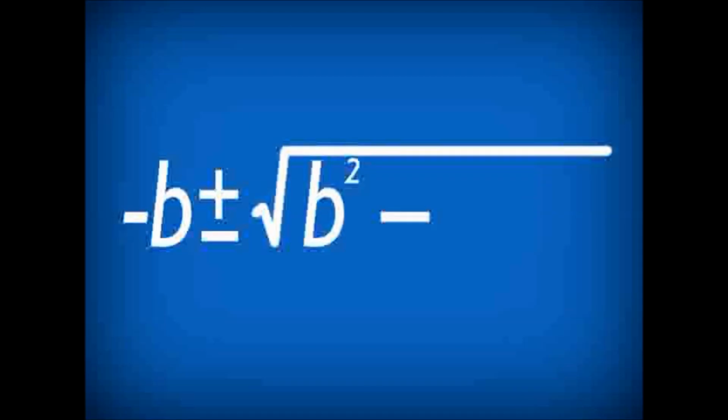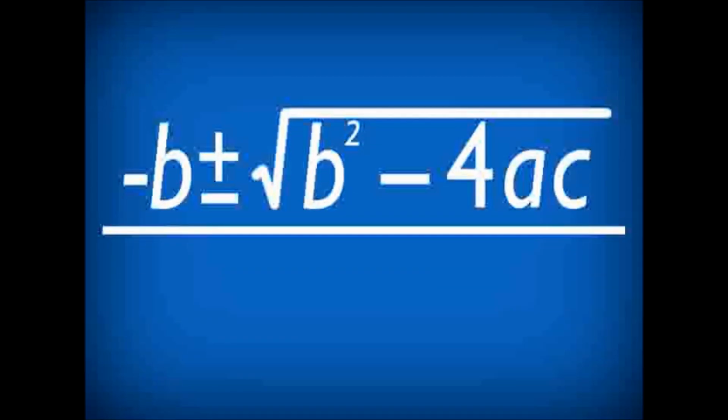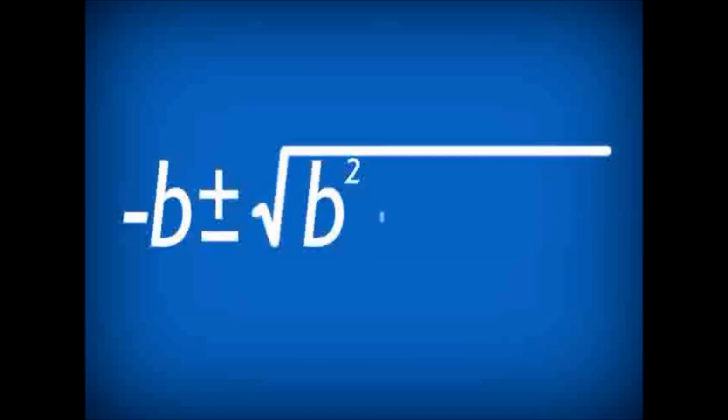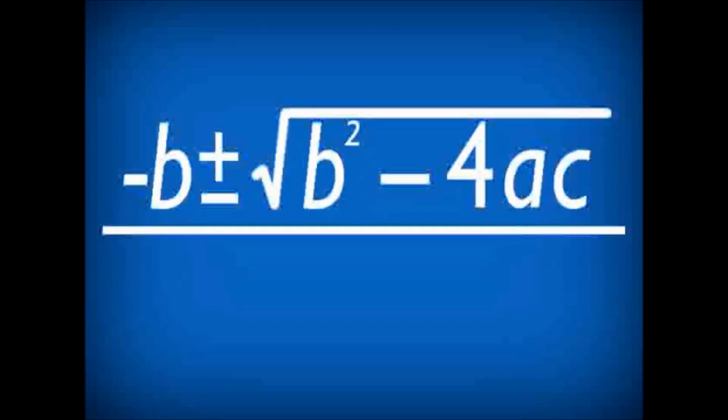plus or minus the square root of b squared minus 4ac all over 2a. Now you try. The quadratic formula is negative b plus or minus the square root of b squared minus 4ac all over 2a.